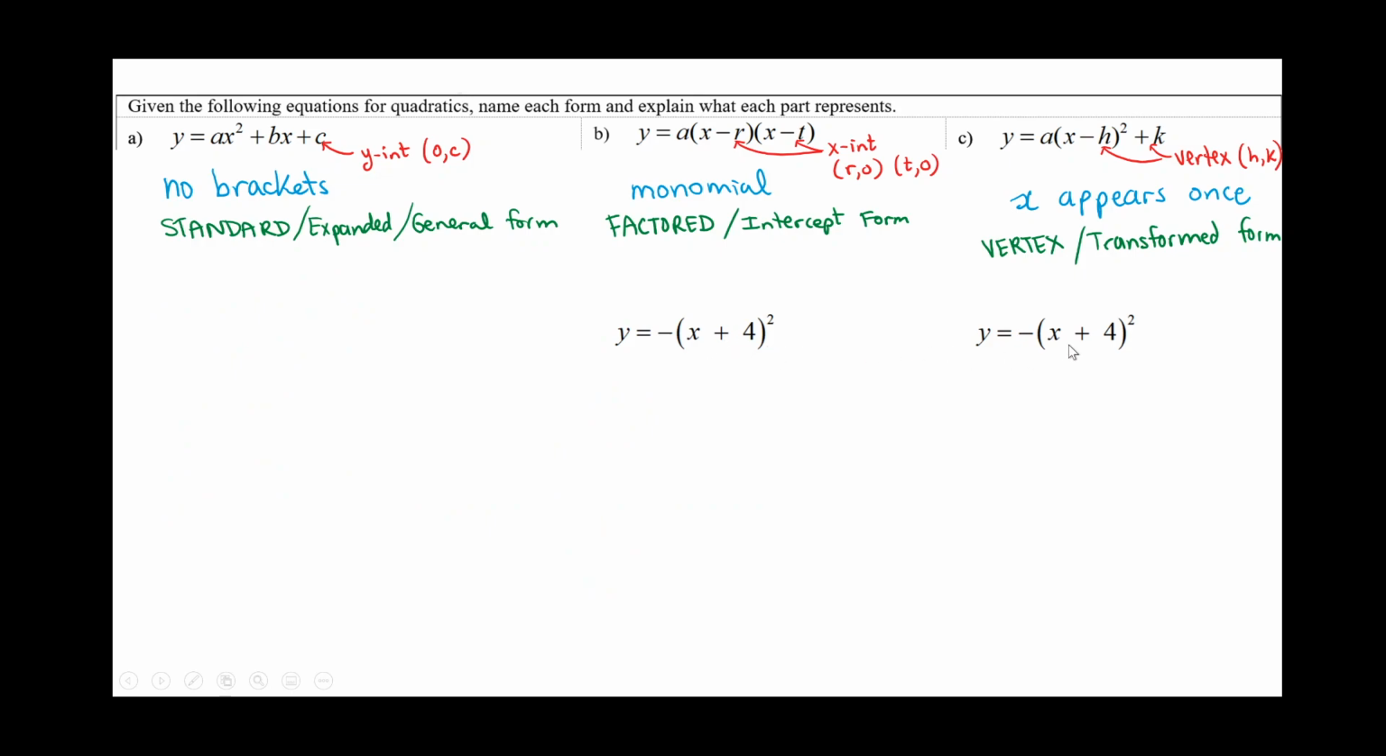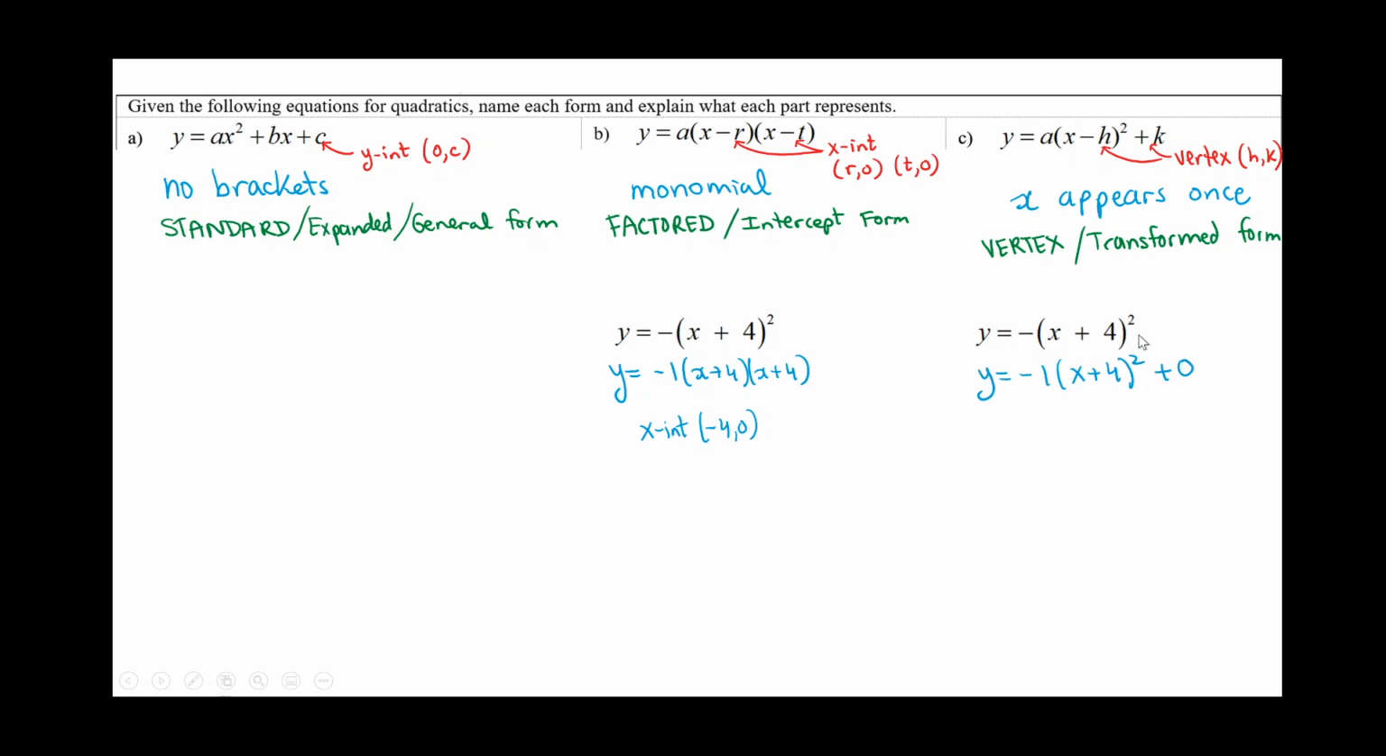Let's talk about this equation, which is both factored and vertex form at the same time. Why is it both? Because this is a monomial, so there's nothing added here. And this is also vertex form, because x appears only once. So if you were to really think of it as written in that format, you could just say x + 4 written twice. And so then you would say the x-intercept is -4, but instead of writing it twice, you could just write it once because 2 of them are in the same spot.